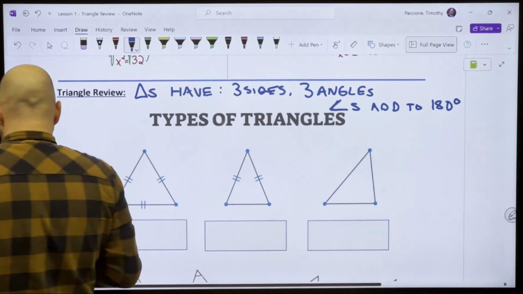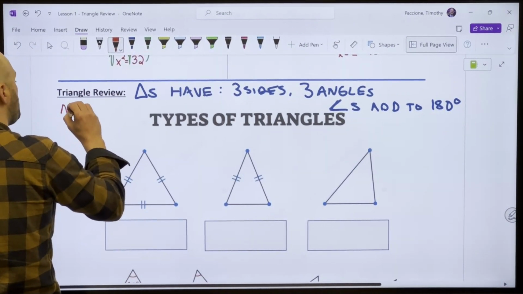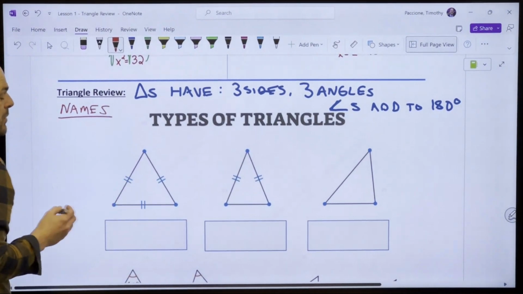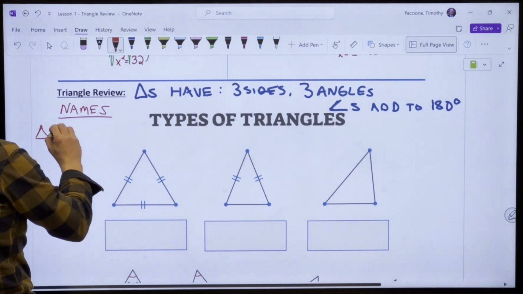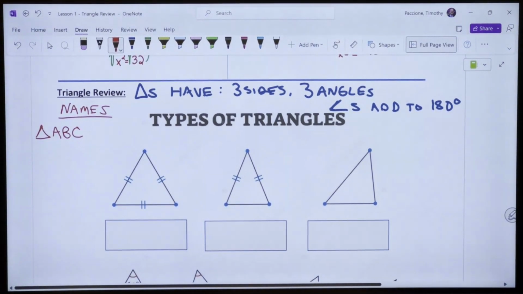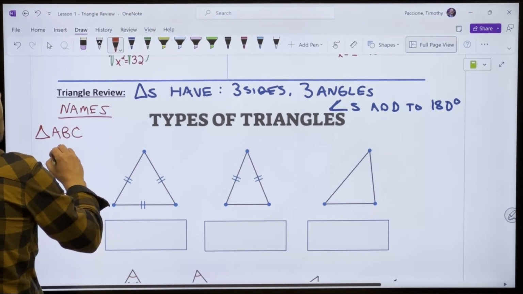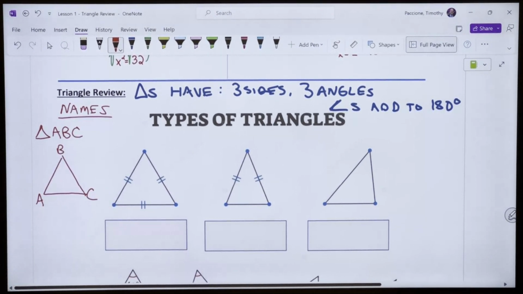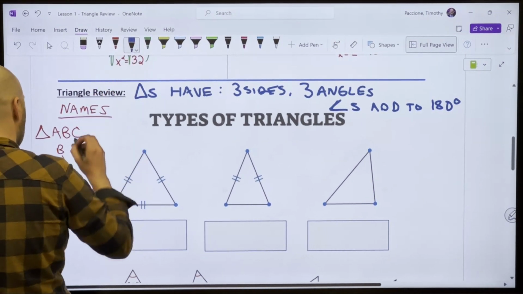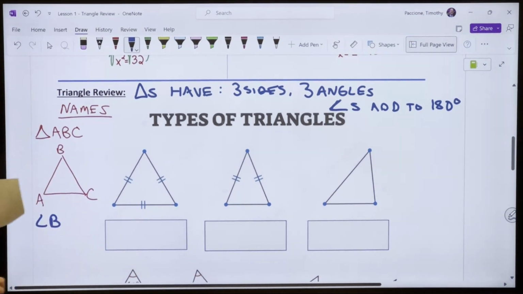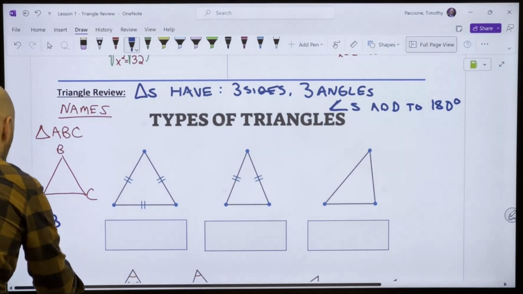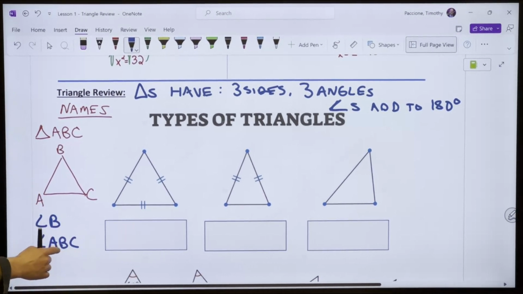Sounding familiar? Okay, triangle names. For example, you might have triangle ABC. We'll talk about types in a second, but first, how you name a triangle. If you have a triangle ABC, that is a triangle with angles A, B, and C, right? You name it with the angles. If I'm talking about angle B right now, I could say angle B, or I could say angle ABC, where the letter in the middle is what matters, right?